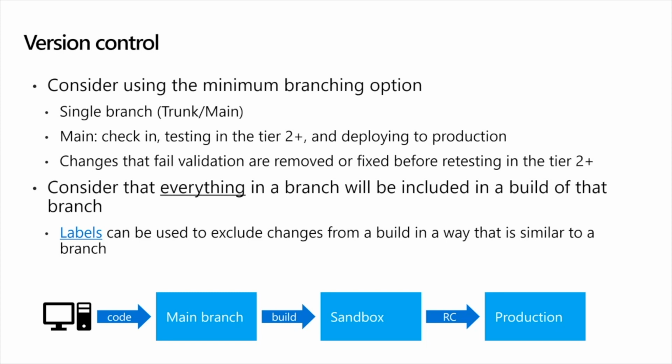And not just in this model, but in any model, consider that everything in a branch will be included in that branch. There's no way to exclude something, which means that you typically need another branch to be able to exclude something. Labels can be used to exclude changes from a build in a way that is similar to having another branch.